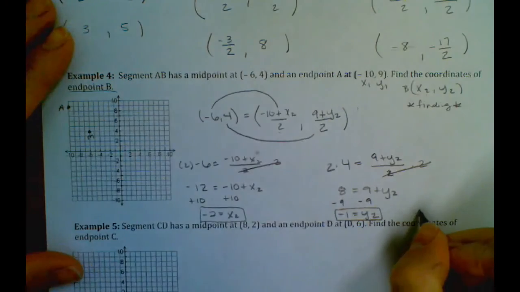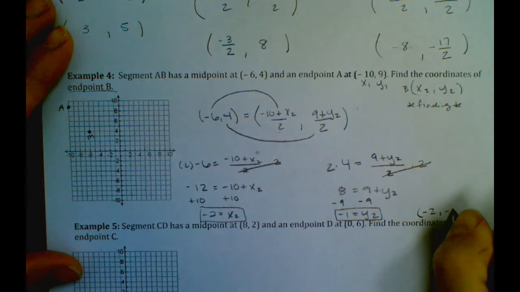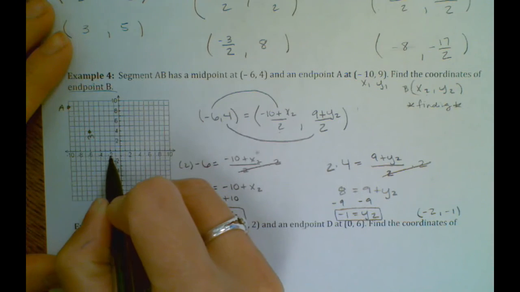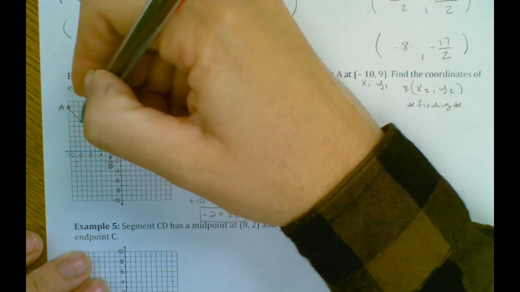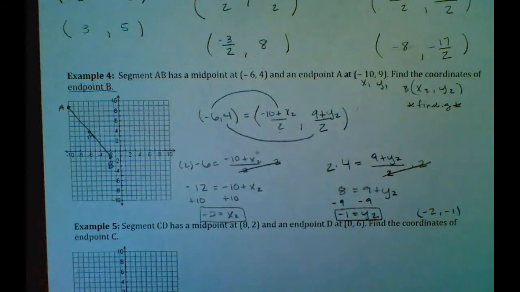So if we put this down as a coordinate point, x2 is negative 2, y2 is negative 1, and I can plot that. And there's B. Now I have the whole segment AB with its midpoint M.